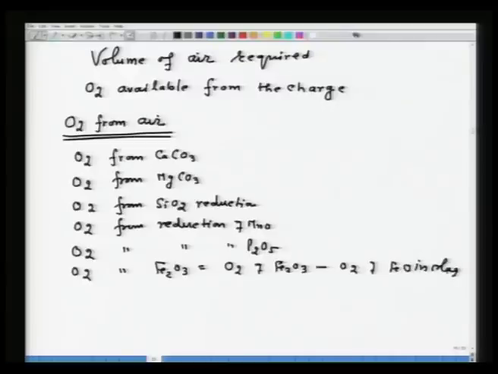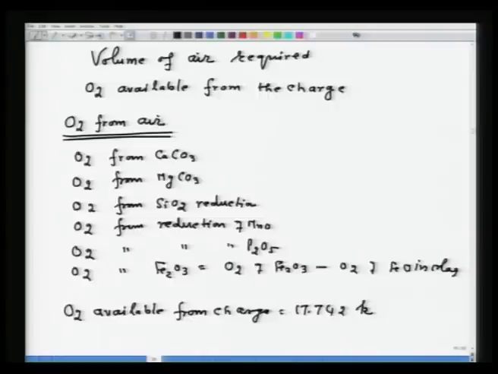So, that is how all these calculations have to be made, and if we do that, for example, oxygen from CaCO3, I think you can calculate these things, and the total oxygen available from the charge in this problem comes around 17.742 kg moles. That much is the amount of oxygen available from the charge.